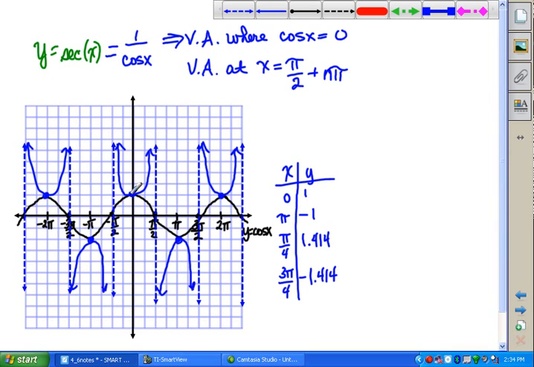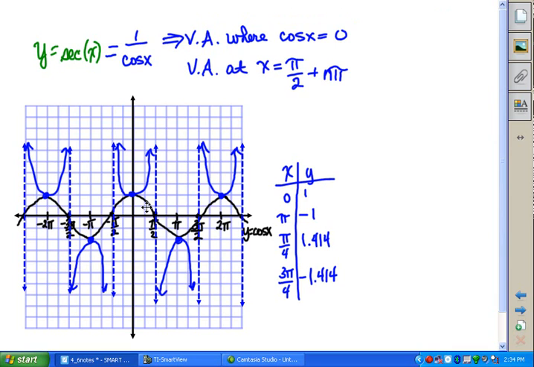And so you can see these points on our graph: 0, 1. At pi we have negative 1. At pi over 4 we have 1.414, and at 3 pi over 4 we have negative 1.414. Okay? So again, you want to begin by graphing the cosine and then getting the secant graph from there.